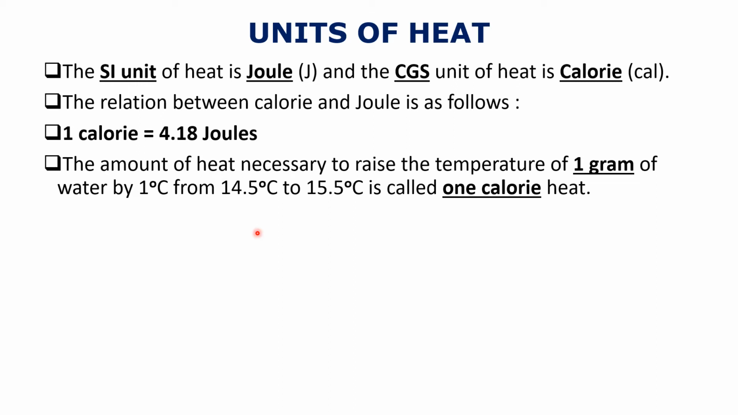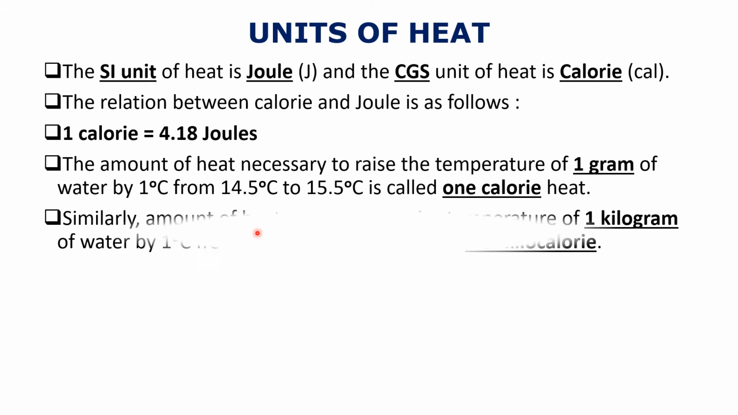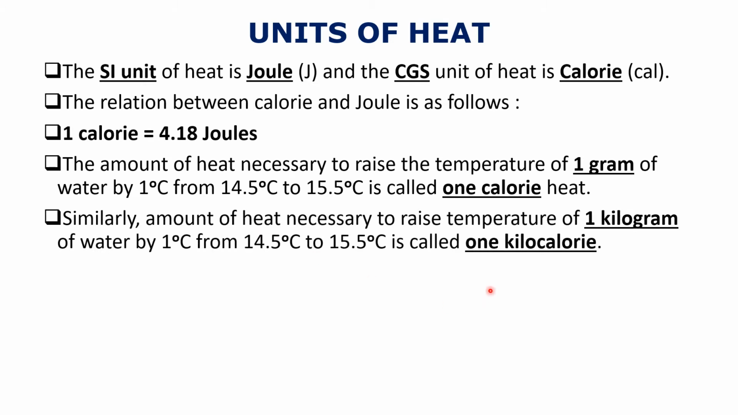The amount of heat necessary to raise the temperature of 1 gram of water by 1 degree Celsius, that is from 14.5 to 15.5. So from 14.5 to 15.5, how much is the difference? 1 degree Celsius. So the amount of heat which is necessary to raise the temperature of 1 gram of water by 1 degree from 14.5 to 15.5 degree Celsius is called 1 calorie heat. Similarly, the amount of heat necessary to raise the temperature of 1 kilogram of water by 1 degree from 14.5 to 15.5 is called 1 kilocalorie.